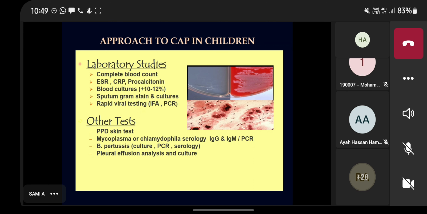Blood culture is only positive in 10 to 12%, but usually if you have a child who is sick and requires admission, you have to do blood culture. Sputum is very difficult to collect in children. Sometimes you may need to do induced sputum.